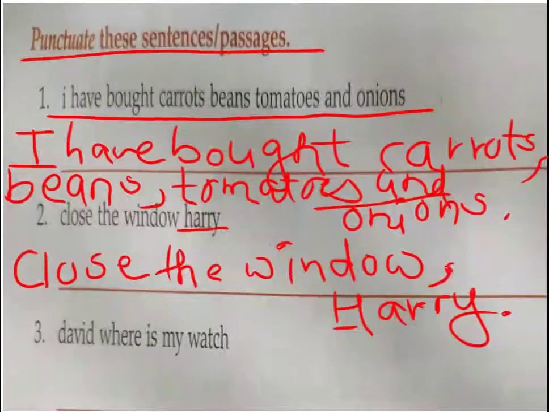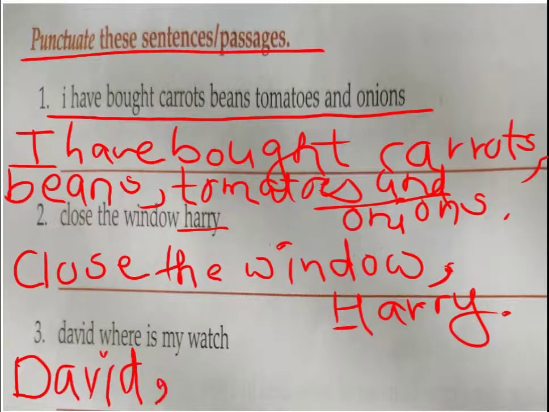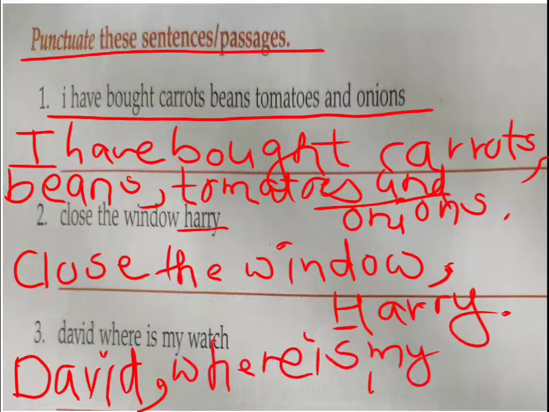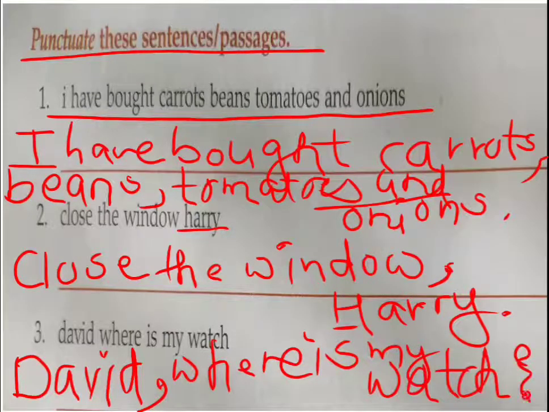Now look at the third one. David, where is my watch? Again, David is the name of a person. You are asking him, where is my watch? It's a direct question. So David, first of all, D capital. After David, again, a comma is there. That's why W is not capital. Where is my watch? Same sentence. At the end of this sentence, we have to put a question mark, because this sentence is a question sentence. You are asking David, where is my watch?